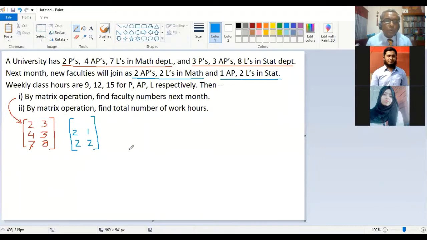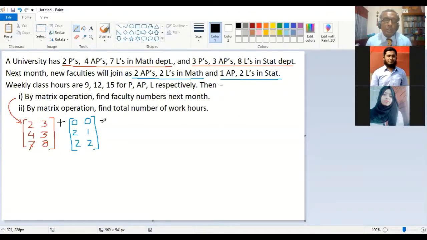There will be no new professor. Now, if this is my matrix, 3 rows and 2 columns, this will not work with the original matrix, because if we want to add, we need to have the same structure. So 0 professors means we need to put 0 here: 0 professors in the math department, 0 professors in the stat department. So this matrix will now be in the same structure, same number of rows and columns. Now you can add them together.